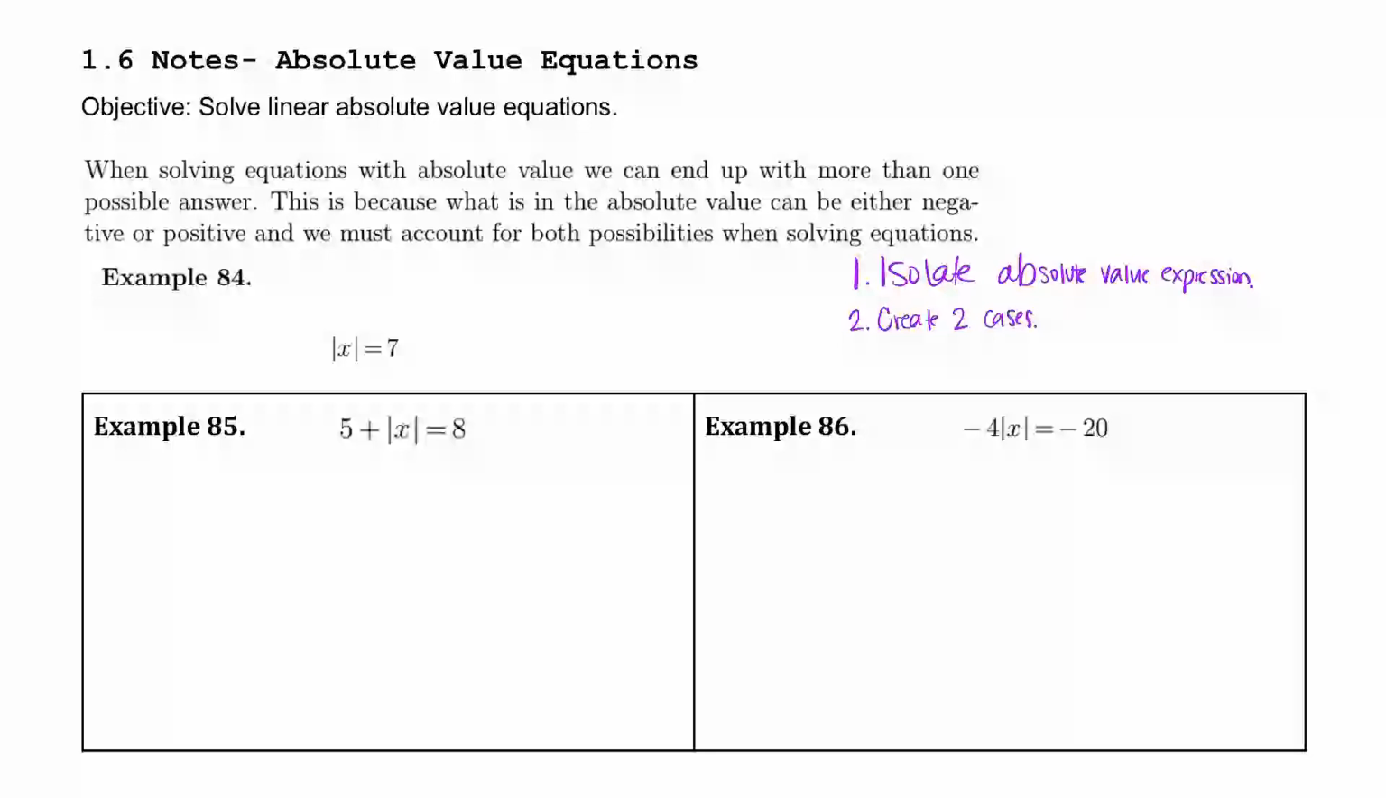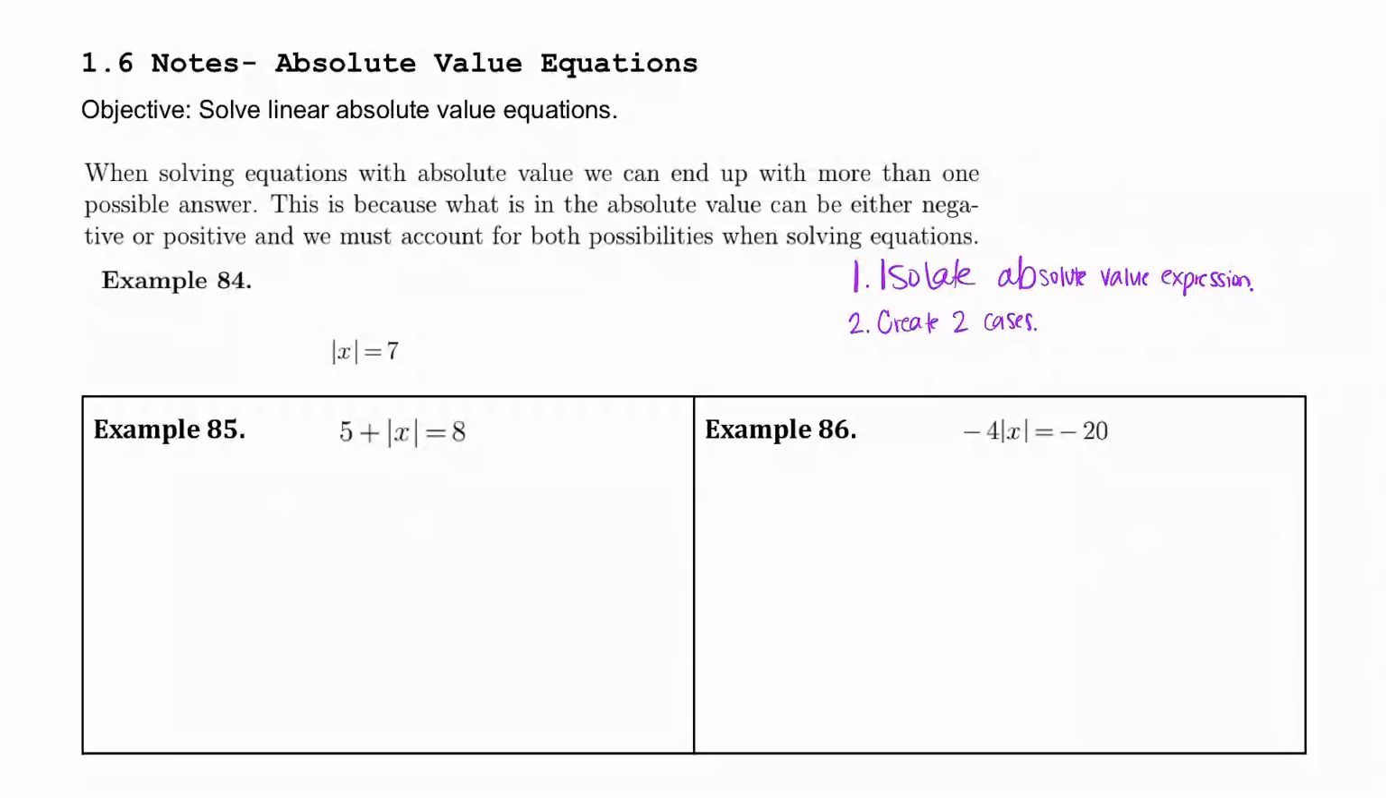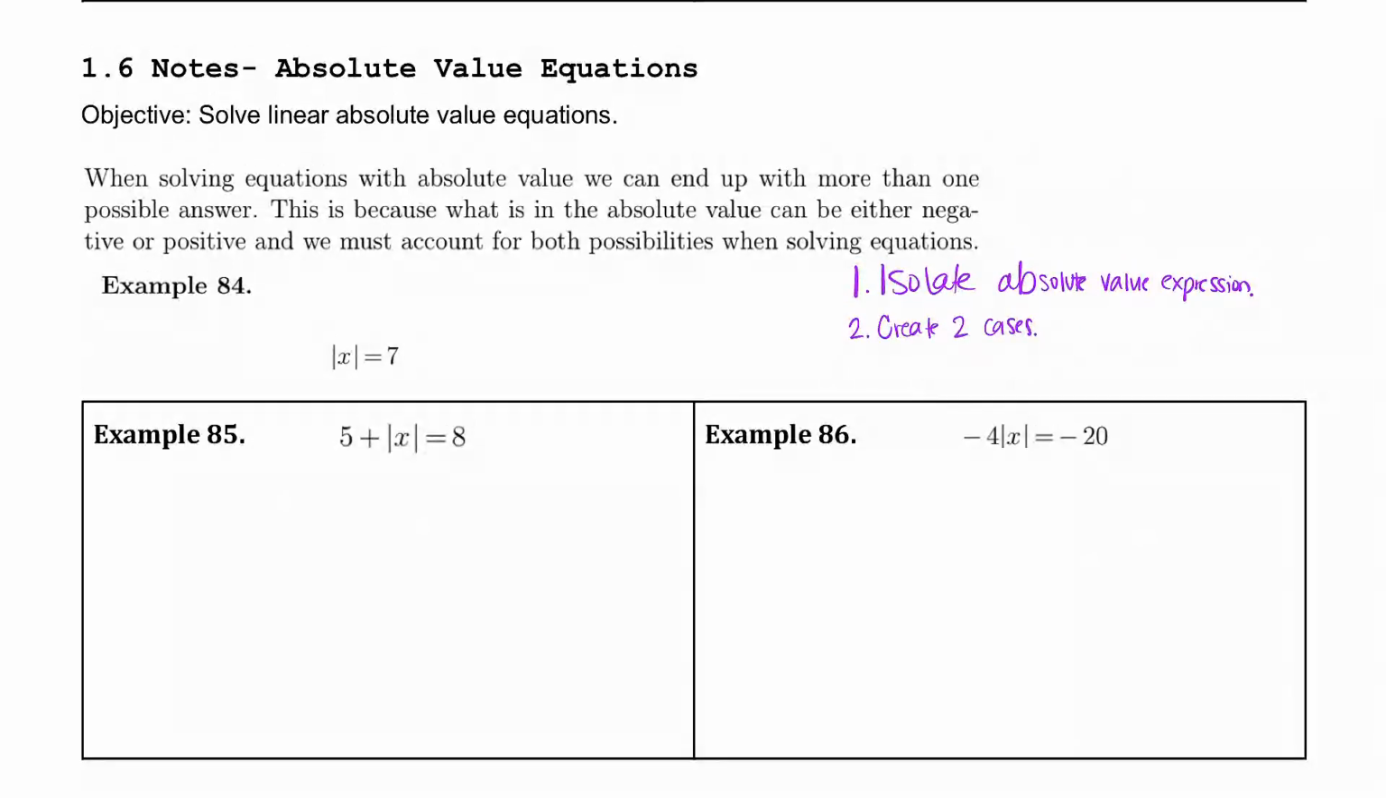Okay, to solve absolute value equations, we first need a pretty good understanding of what absolute value means. So let's refresh really quick. Absolute value, by definition, is the distance from zero. And we know that distance is always positive. Distance is never negative. So if I say, what is the absolute value of -3?